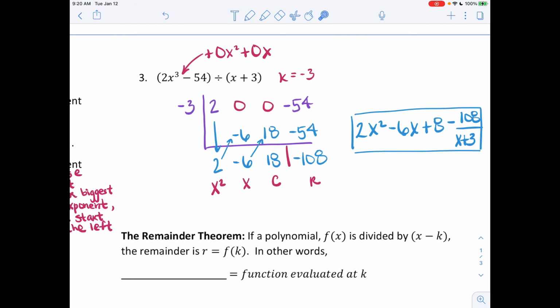So our final answer, combining everything back together, we have a 2x squared, a -6x, a positive 18, and then finally a -108 divided by x plus 3, which was our divisor.